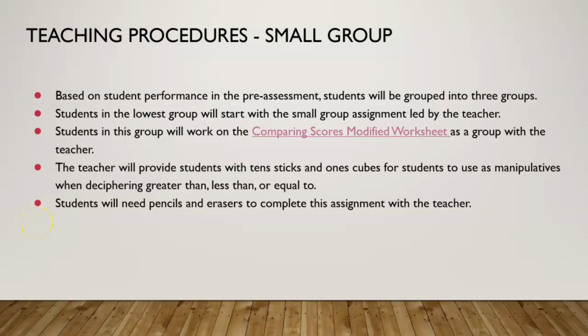So based on the performance that my students gave in the pre-assessment, I will then group them into 3 different groups. There will be a low group, a middle group, and a high group. Students in the lowest group will start with a small group assignment that will be led by me, and they will be working on this worksheet that I modified for them that will have smaller numbers, and I will be doing it with them as the teacher.